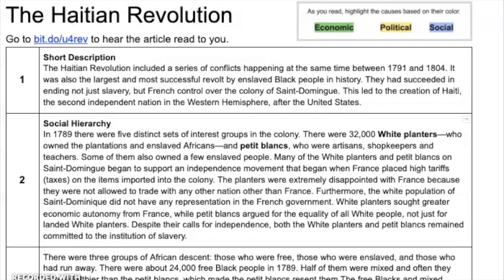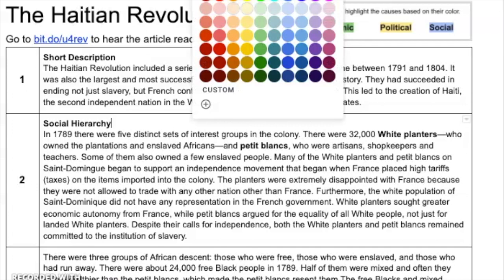So paragraph 1 is really an overall short description of what the Haitian Revolution was. And it says the Haitian Revolution included a series of conflicts happening at the same time between 1791 and 1804. It was the largest and most successful revolt by enslaved Black people in history, and they had succeeded in ending not just slavery, but French control over the colony of Saint-Domingue. This led to the creation of Haiti, the second independent nation in the Western Hemisphere after the United States. Now, this is really an overview. We'll dig into these different parts throughout the reading.